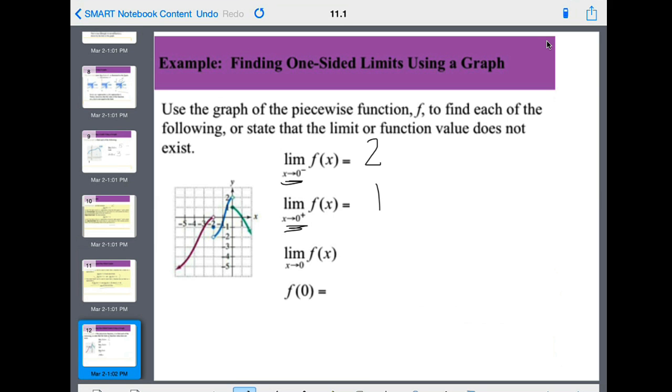Now the limit as x approaches 0 of f of x does not exist, because the left side and the right side do not equal. Since these two do not equal, then it does not exist. F of 0 is where the solid dot is, so f of 0 is 1.